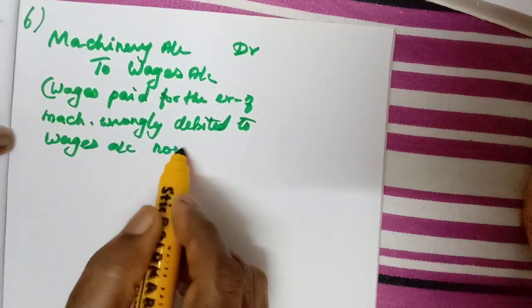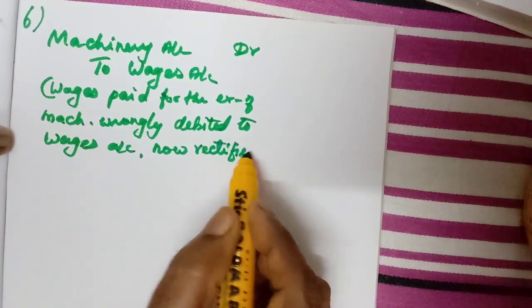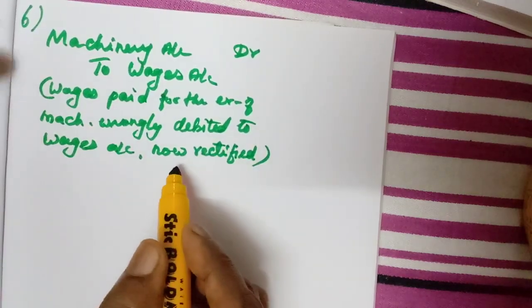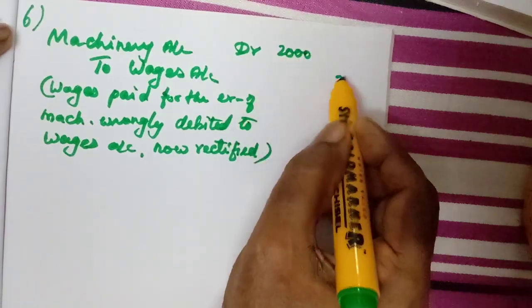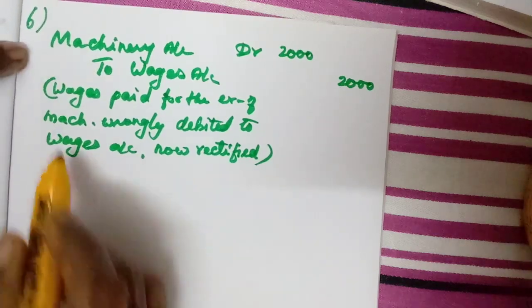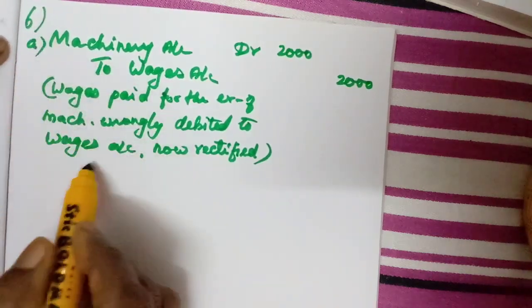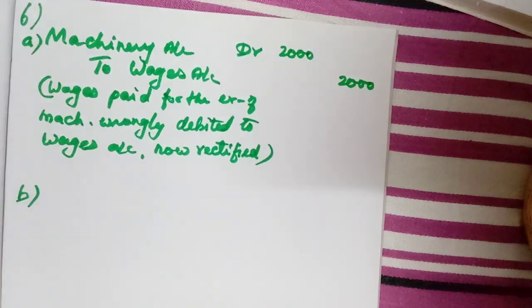Now rectified. This should be the narration. What is the amount? 2000. Write 2000 in the amount column. Understood, students? Then leave one line, and this is A. Leave one line and write B. Now you listen carefully.